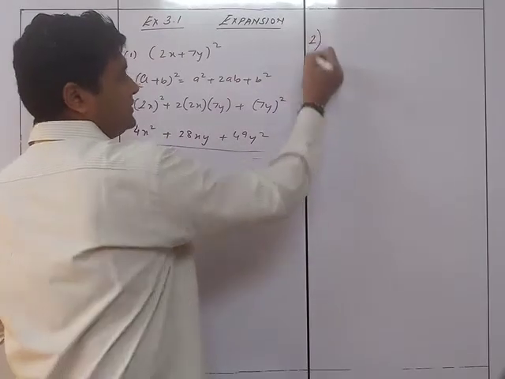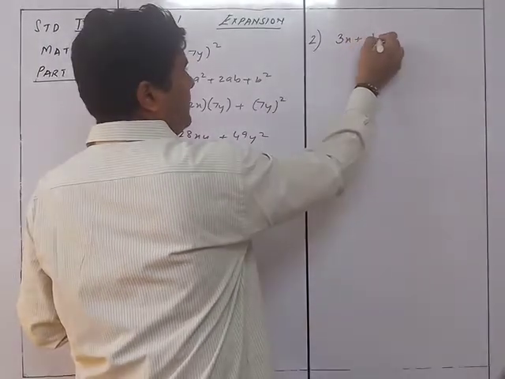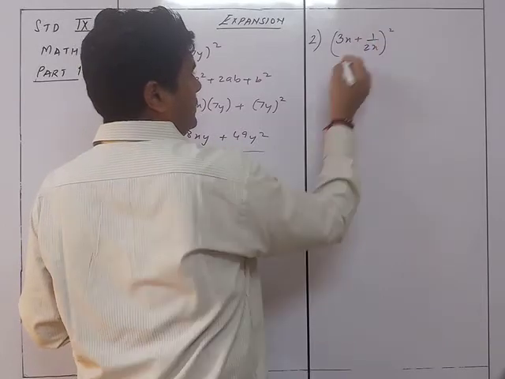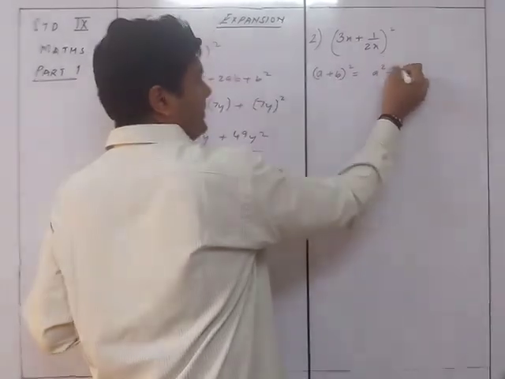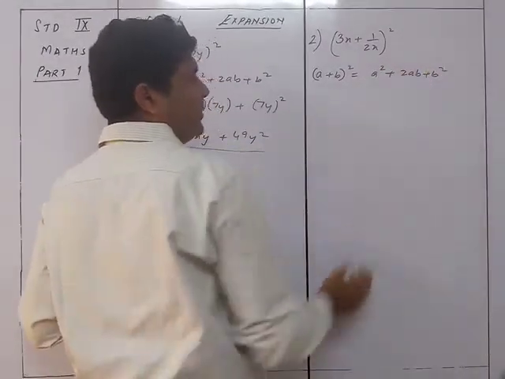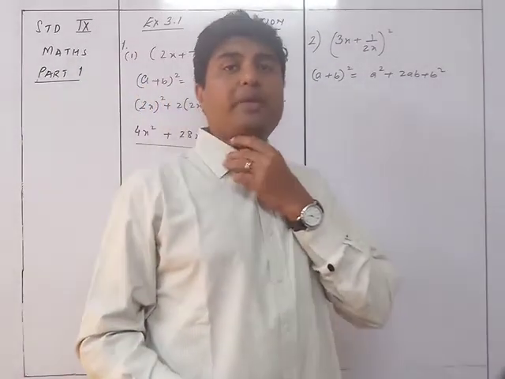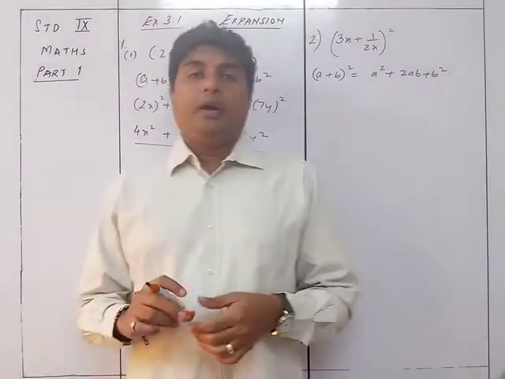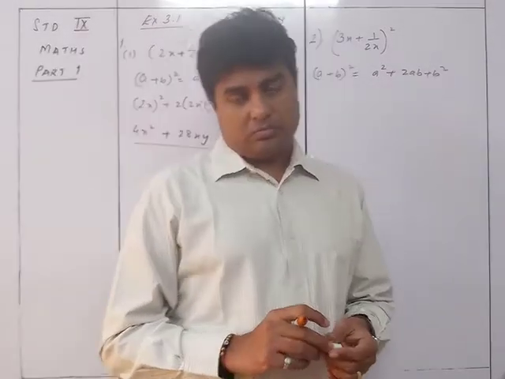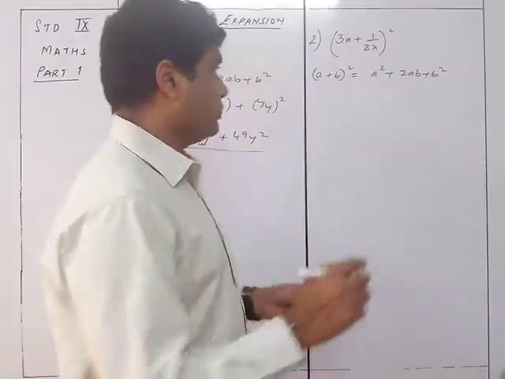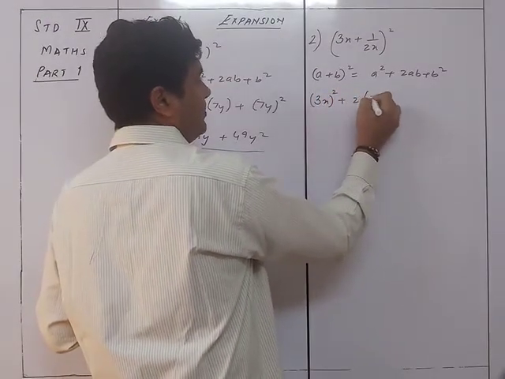We move on to the next question, question number 2. That is 3x plus 1 upon 2x the whole square. So again we have the same formula, a plus b the whole square is equal to a square plus 2ab plus b square. Now always remember to write the formula in each and every question so that you are not making a mistake. At the same time, it also helps you to give a good impression about your answers, what you are writing. So that's why it will be better that you always write the formula.